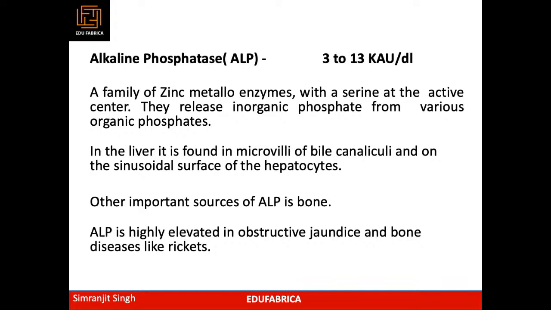Then alkaline phosphatase, ALP, which is 3 to 13, a family of zinc metalloenzymes with a serine at the active center. They release inorganic phosphate from various organic phosphates. In the liver, it is found in microvilli of bile canaliculi and the sinusoidal surface of the hepatocytes. Another important source of ALP is bone, and ALP is highly elevated in obstructive jaundice and bone disease like rickets.